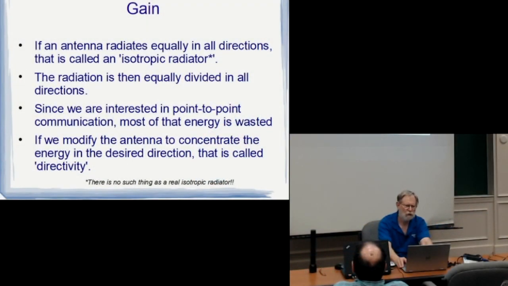So more about gain. If an antenna radiates equally in all directions, that's something we would call an isotropic radiator. Now that I've used the term, I have to be truthful and tell you that there is no such thing as an isotropic radiator, because no matter what you come up with, you've got to hold it up with something, and the ground is present. You can't actually build an antenna that radiates equally well in all directions.